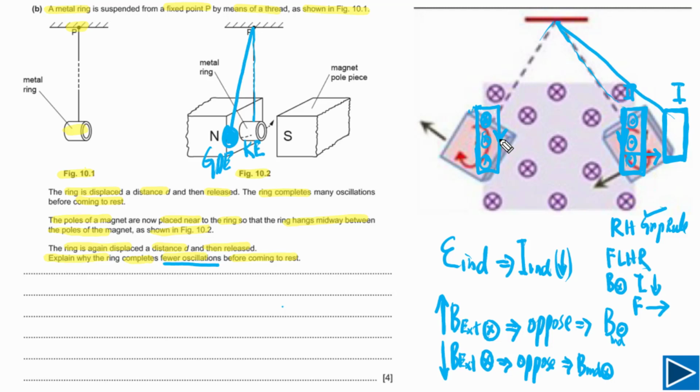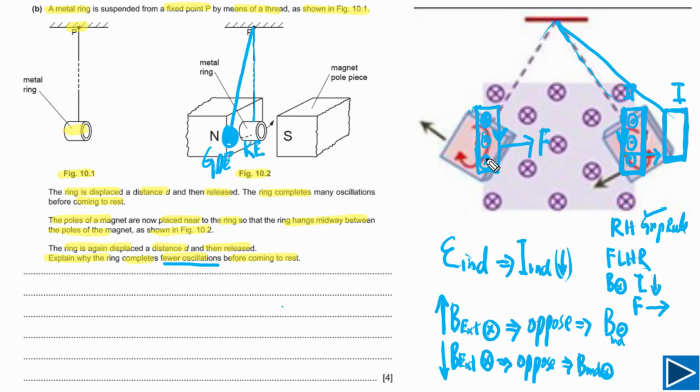So current will flow downward on this side. Now current is downward and the external magnetic field, again, is into the page. So there is an opposing force on this. So this will oppose the motion. It will slow down. So if you look at this side, the work done by the magnetic force is negative.